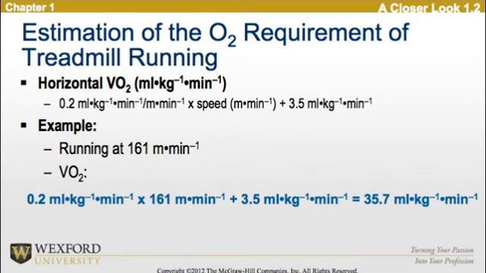So in this example, we're running at a speed of 161 meters per minute, which is approximately 6 miles per hour. Now again, we don't have to include the vertical component because we're not running at any percentage of grade. So to calculate or estimate VO2, it's 0.2 milliliters per kilogram minute times 161 meters per minute plus 3.5 milliliters per kilogram minute, which is equal to 35.7 milliliters per kilogram minute.